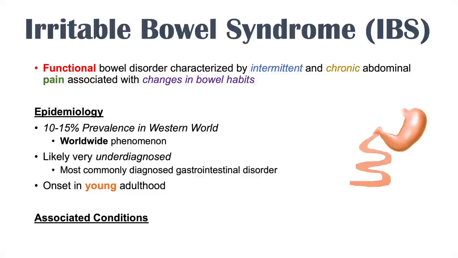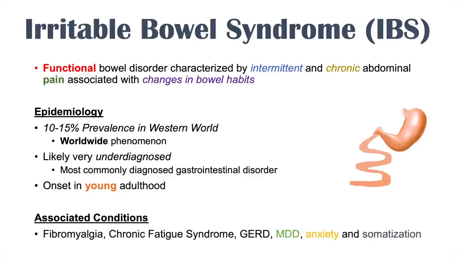Now, IBS is associated with certain conditions, and a lot of these conditions can have interplaying roles with IBS. So IBS can worsen these conditions, and these conditions can worsen IBS. Some of these conditions include fibromyalgia, chronic fatigue syndrome, gastroesophageal reflux disease, major depressive disorder, anxiety, and somatization.